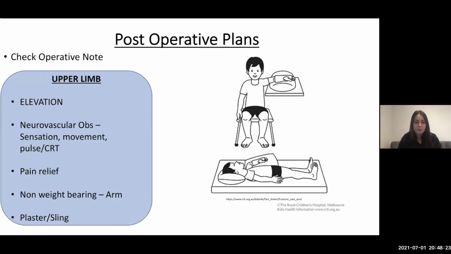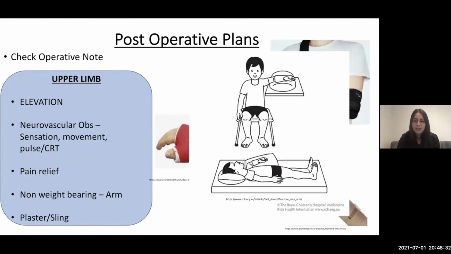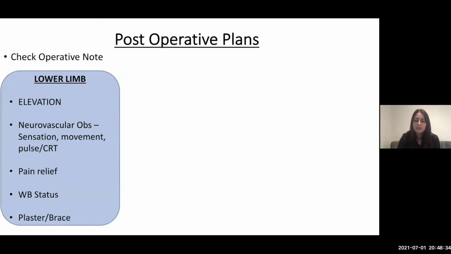Pain relief for everybody post-operatively. And if you've operated on that arm, they'll be non-weight bearing, which means they can't carry any objects with that arm. You may see patients post-operatively with a sling. So either a cast on their arm, the poly sling I showed you earlier, or a Futura splint.